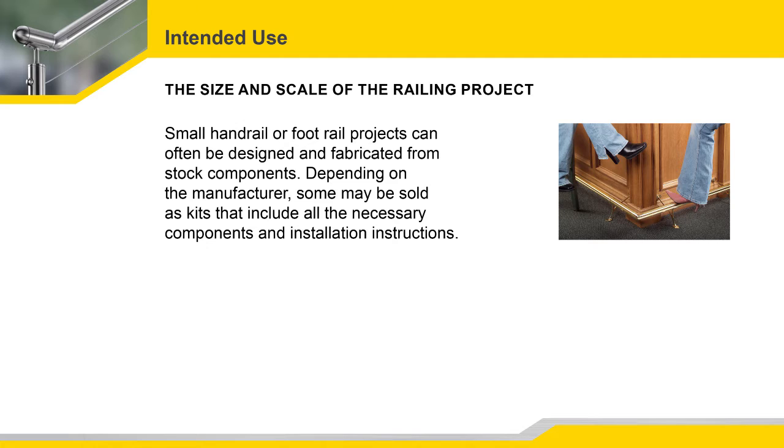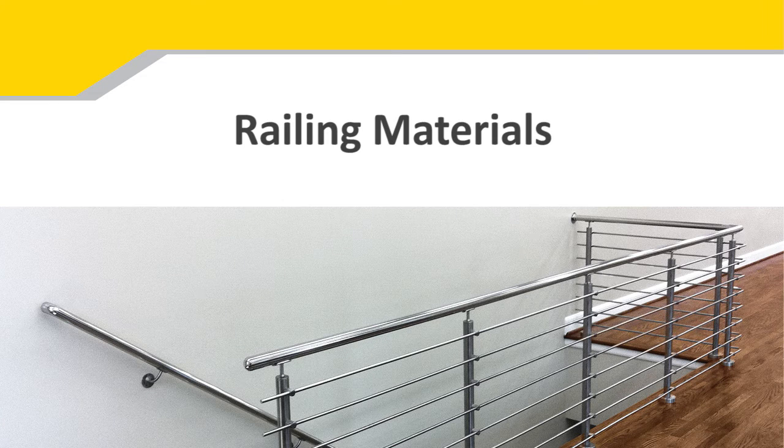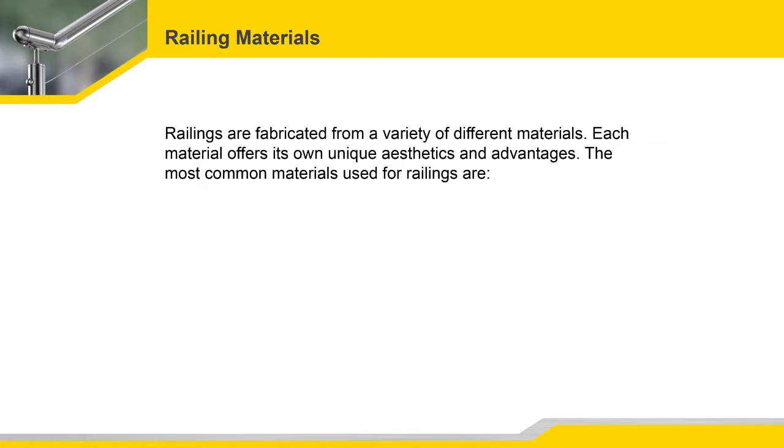Depending on the manufacturer, some may be sold as kits that include all the necessary components and installation instructions. Large railing projects may benefit from the installation of pre-engineered railing modules, such as prefabricated posts and prefabricated infills. Railing materials. Railings are fabricated from a variety of different materials. Each material offers its own unique aesthetics and advantages. The most common materials used for railings are wood, PVC plastic, stones and concrete, metals.